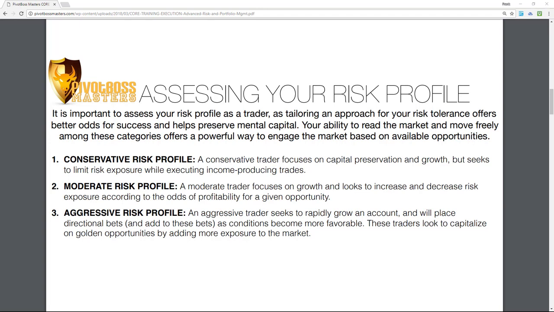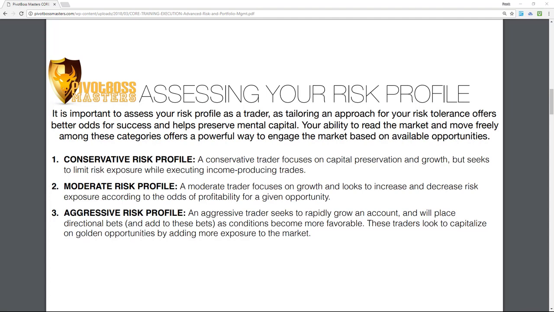For a moderate risk profile, you have somebody who's a moderate trader that focuses on growth and looks to increase or decrease their risk exposure according to the odds of profitability for a given opportunity. So a moderate risk profile will increase or decrease their exposure based off of the circumstance at hand. If something's extremely risky, perhaps this moderate risk trader will fall back to a conservative risk profile. If the odds are great and you're seeing a lot of great aggressive movement based off of your assessment, then you can perhaps jump into the aggressive risk profile.